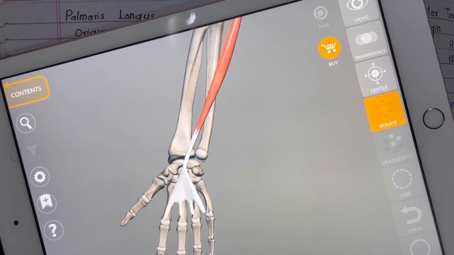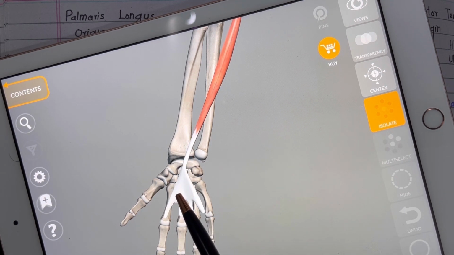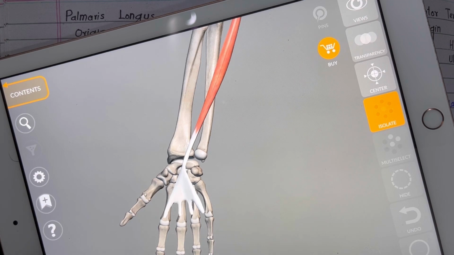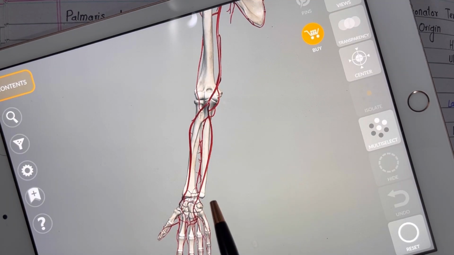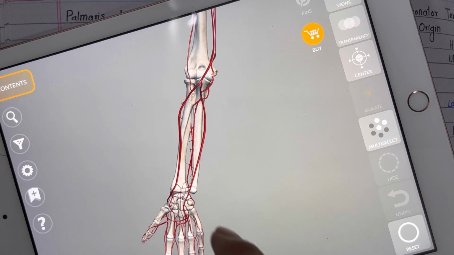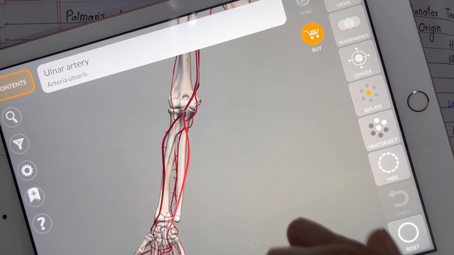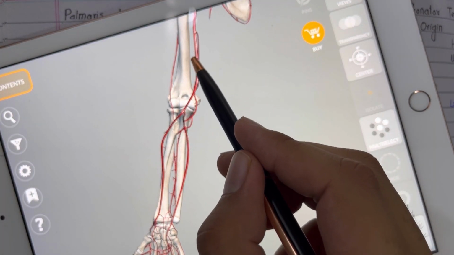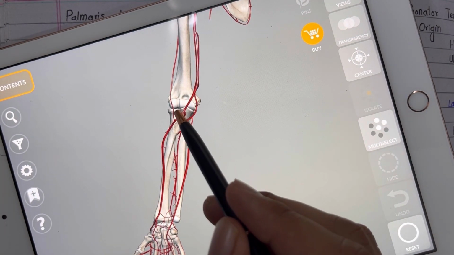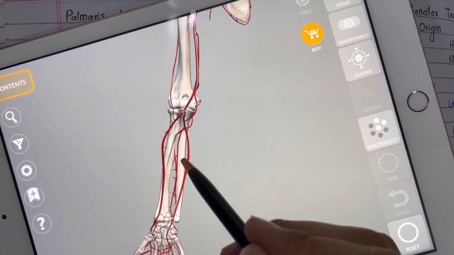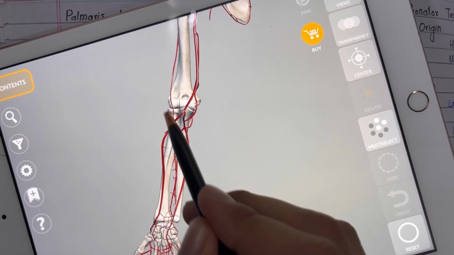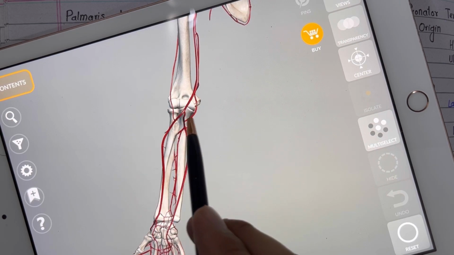Students, the palmar aponeurosis is the continuation of the tendon, and this inserts into the deep fascia of the palm region. Now moving toward the blood supply of the palmaris longus muscle. Students, the palmaris longus muscle is supplied by the ulnar artery. The ulnar artery is the branch of the brachial artery. Here this is the brachial artery, and it gives a branch to the ulnar artery at the cubital fossa region. This region is the cubital fossa region.